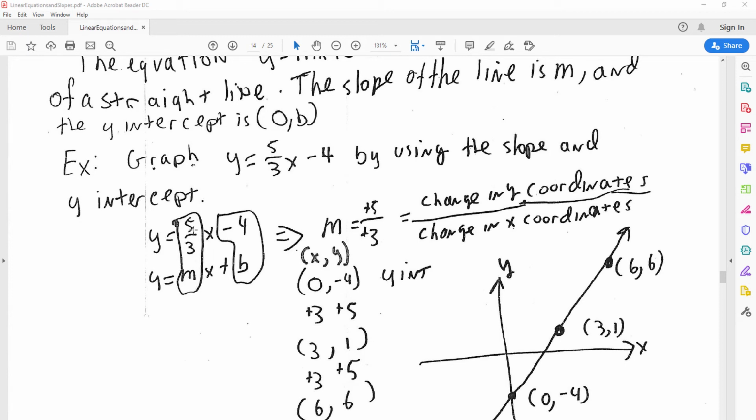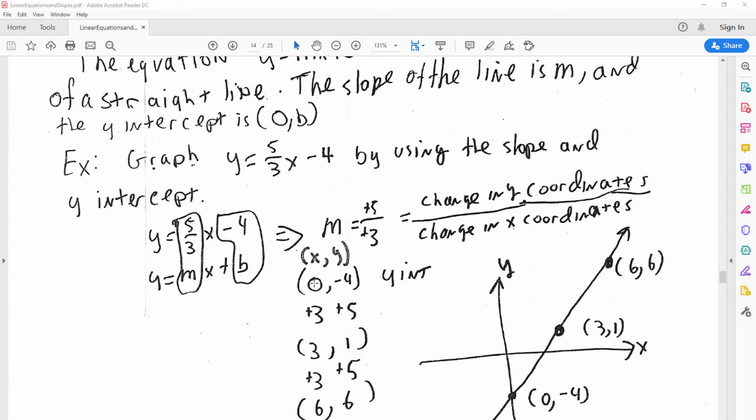We can identify the slope as being 5/3, and where it crosses the y-axis, when x is 0, y is negative 4. So I have a point here. There's my y-intercept, and I have a slope. So I know the ratio of the change in the y-coordinates to the change in the x-coordinates is going to be the same from one point to the next. The change in y is going to be increasing by 5, and the change in x is going to be increasing by 3 from one point to the next.